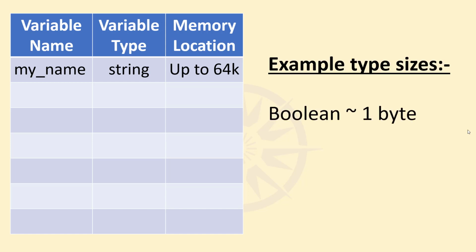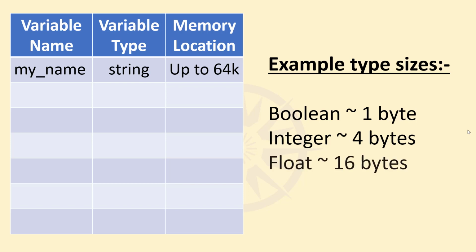A Boolean, something that's either true or false, only takes up 1 byte. An integer, a whole number, takes up, say, 4 bytes. A floating point number, so something with a decimal place in it, takes, say, 16 bytes. And a string up to, say, 64K bytes.